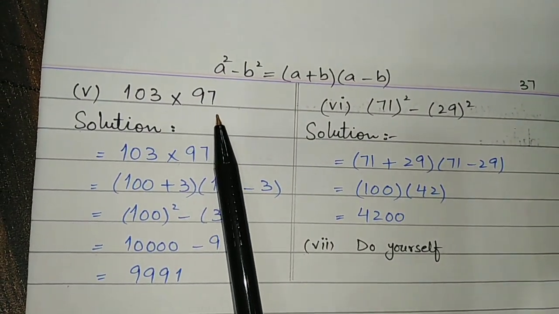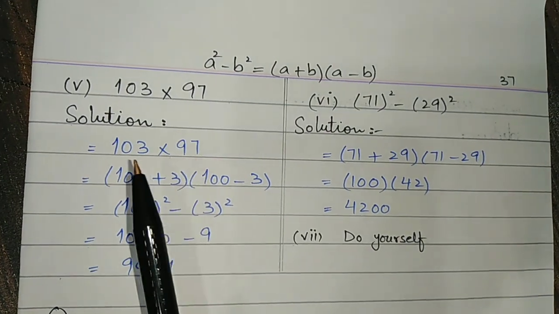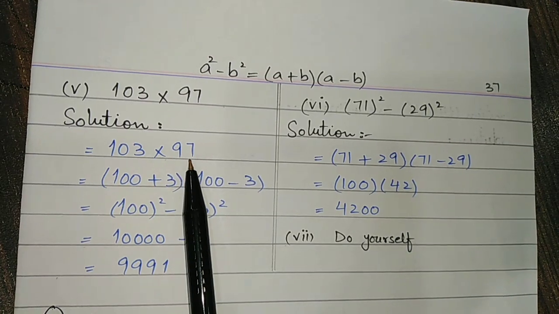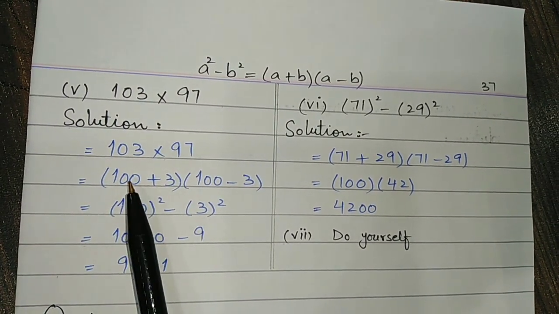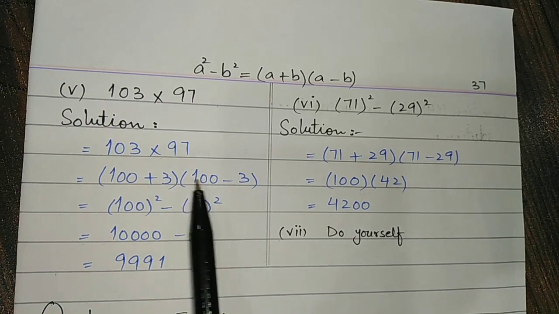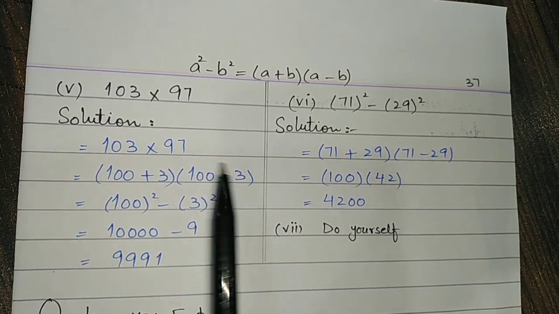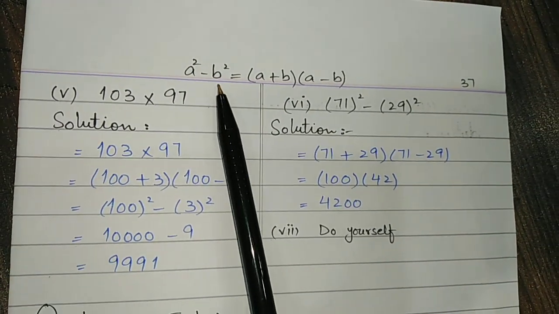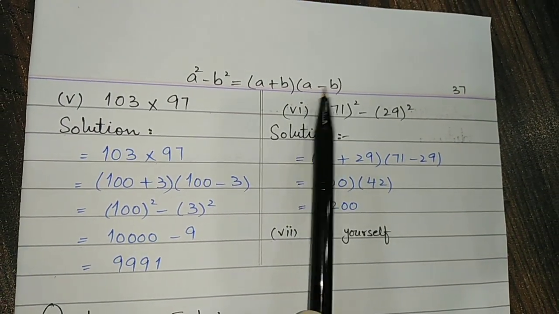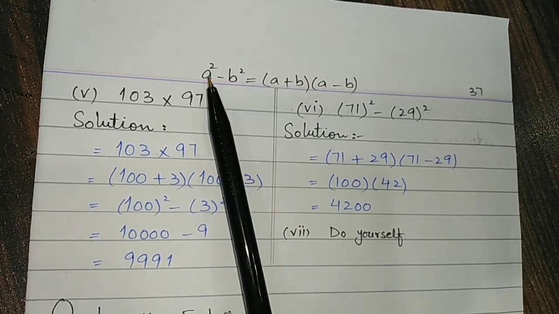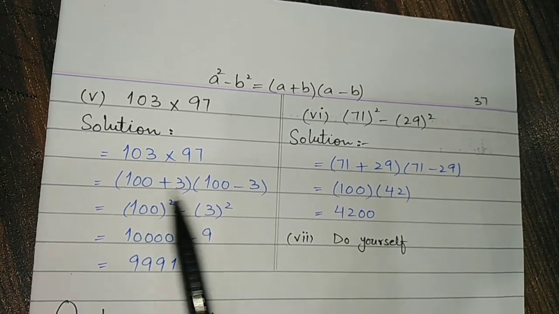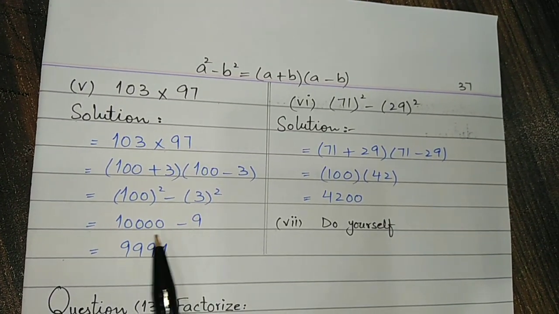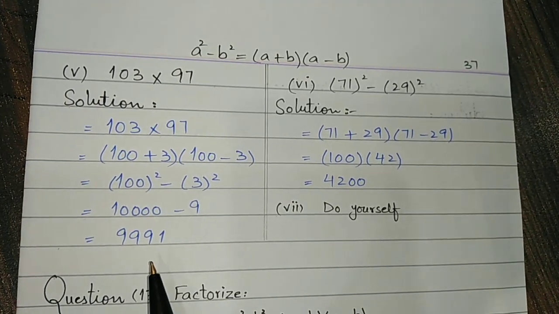103 times 97. So 103 multiplied by 97. Now 103 can be written as 100 plus 3 and 97 can be written as 100 minus 3. You can see that the value of A is the same in both terms and the value of B is the same, and in the first term there is a positive sign and in the second there is a negative sign. So we apply the formula A square minus B square, that is A plus B times A minus B. So that is 100 square minus 3 square. Now 100 square is 10,000 and 3 square is 9. After subtraction you will get 9,991.